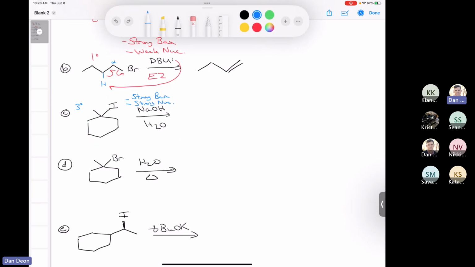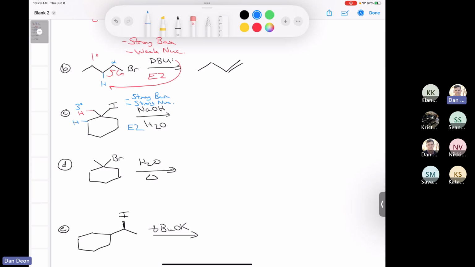So we have a tertiary alkyl halide. We have hydroxide, which is a strong base, strong nucleophile. So the only mechanism that's going to occur here is E2. And we have two possible places where we can deprotonate here. We have these protons here in red, and then we have the beta protons in blue.